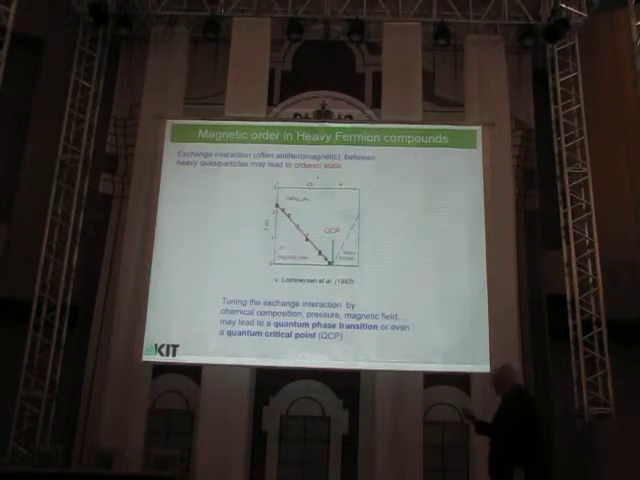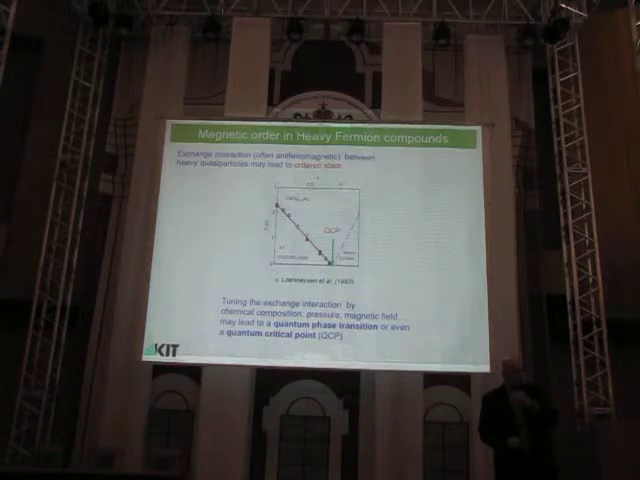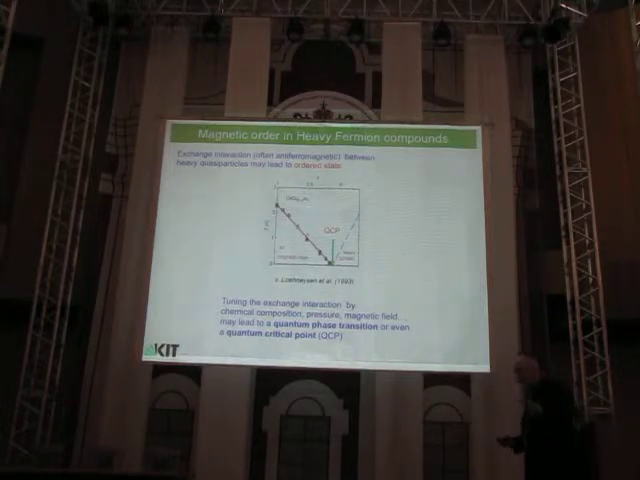Okay, now, as with any Fermi liquid, this Fermi liquid also has Fermi liquid interaction. And the most important Fermi liquid interaction here is the magnetic interaction. This magnetic interaction is mostly antiferromagnetic, not always. So this exchange interaction will lead to an ordered state. And this is seen here when cerium copper 6 is doped with gold.